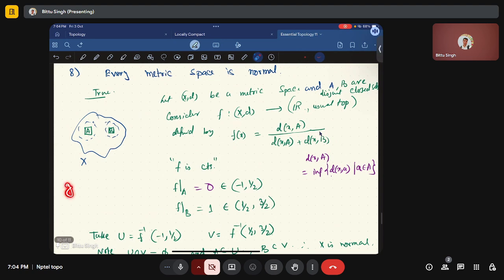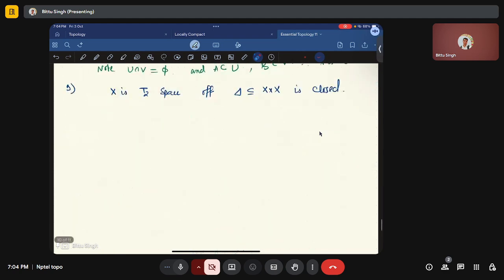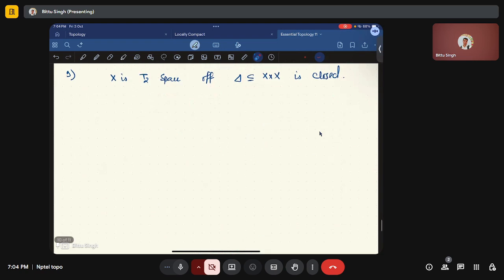We only need to consider this function g(x) equal to d(x, y). Just prove this is a continuous function. Estimate g(x) minus g(y) using the triangle inequality. It is very easy to see that this is a continuous function. X is a Hausdorff space if and only if the diagonal is a closed set. Okay, let us see if this is true or not.